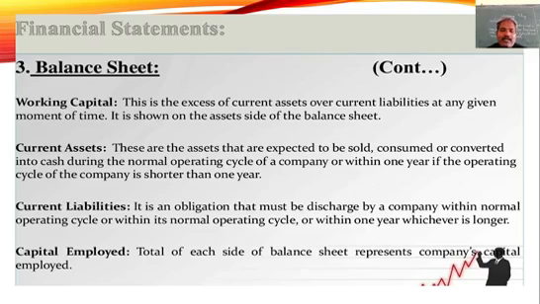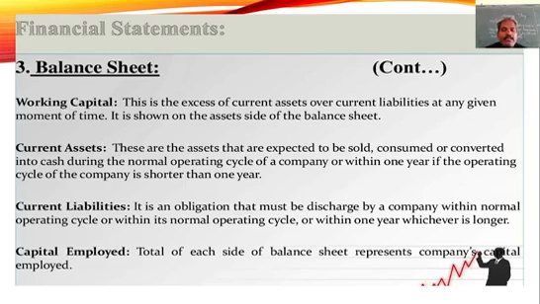What items come under current assets? These are the assets that are expected to be sold, consumed, or converted into cash during a normal operating cycle of a company within the span of 1 year, if the operating cycle of the company is shorter than 1 year. Assets that should be converted into cash within 1 year come under the category of current assets. For example, stock, bills receivable, cash in hand, cash at bank, debtors.